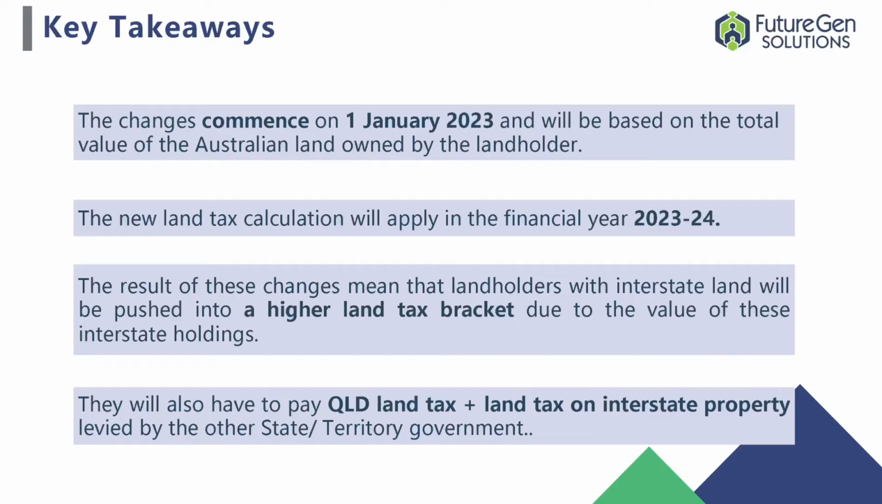to the legislation. The first thing is that the key takeouts from the change of legislation is that the land tax liability is now based on not just Queensland land, it's actually based on all Australian land holdings. And that's effective from the 1st of July 2022. So it's in place now. This means that landholders with interstate land are now being pushed into the higher land tax bracket because of land holdings they have interstate.